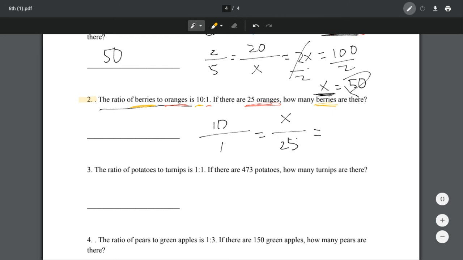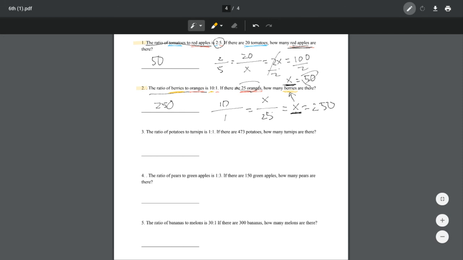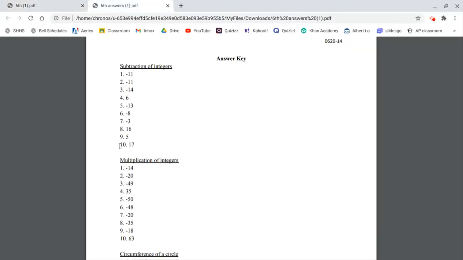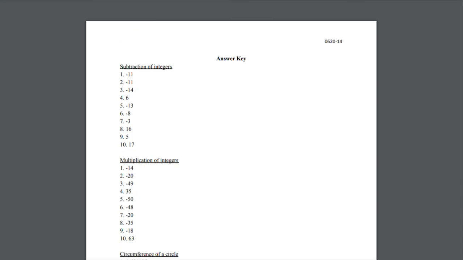Okay, and so again we do cross multiplying, and we get X equals 250. And that's it. And X, again, is the number of berries. So that means we have 250 berries for 25 oranges. Okay? So that is it. Go ahead and finish this page. And then here are your answers. And that's it.